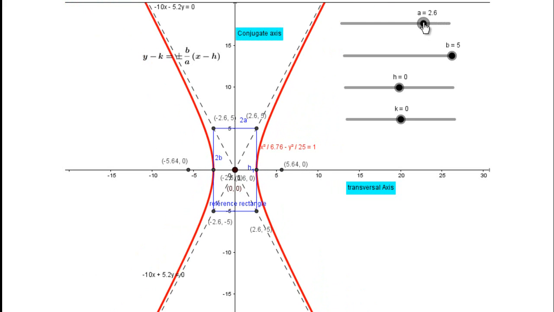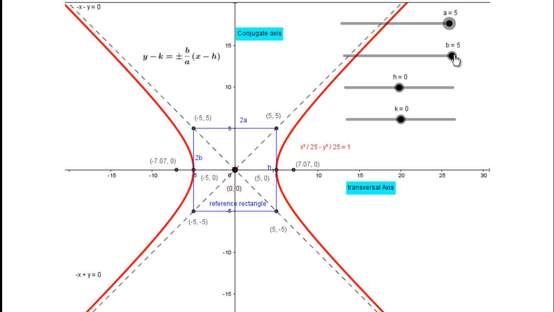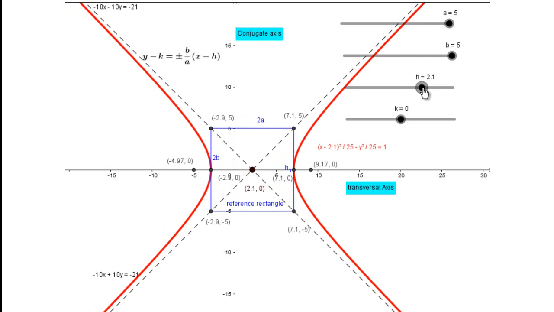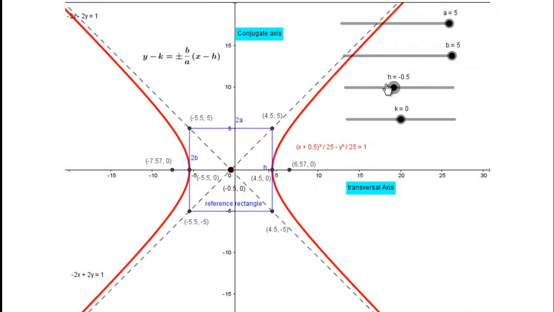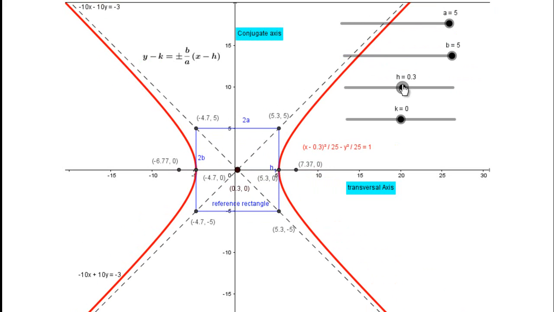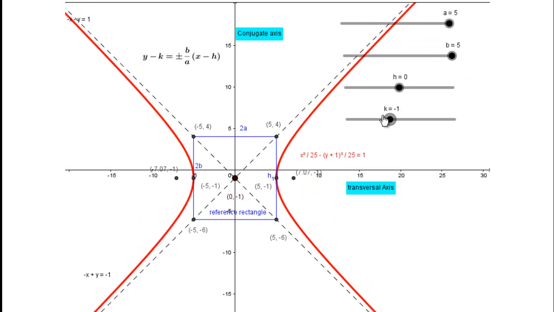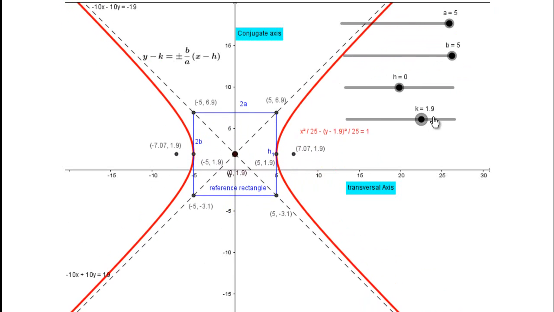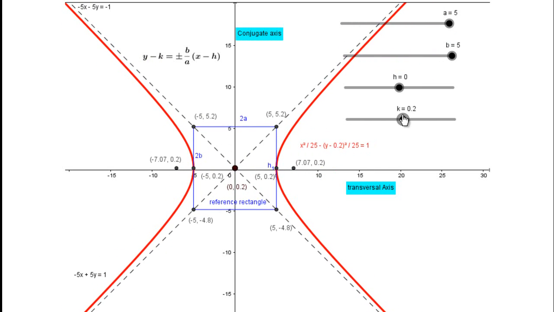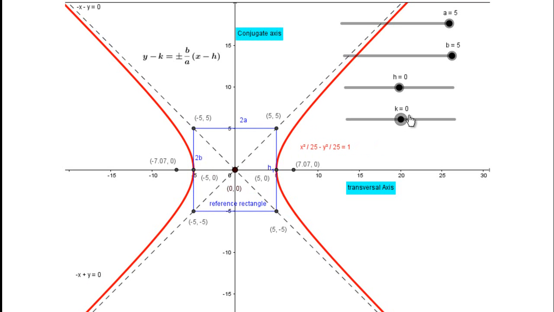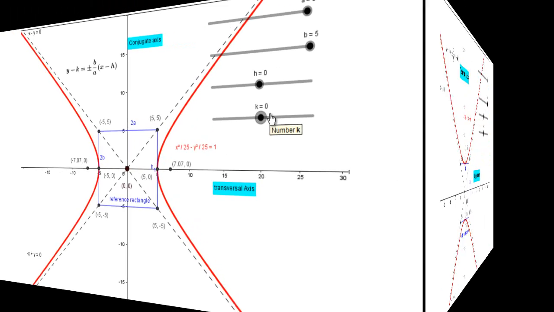Okay, suppose I move a. Look. Wow. I move b. Wow. I move h, it's a horizontal shift. Okay, I move k, a vertical shift. Okay, this is the idea of the horizontal hyperbola.